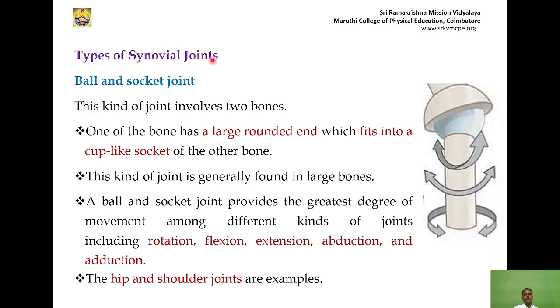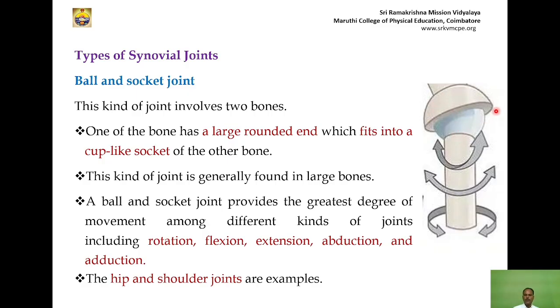The types of synovial joints. The first one is the ball and socket joint. Here 2 bones are involved. One of the bones has a larger rounded end which fits into a cup-like socket of the other bone. This is the large rounded end, it fits into a cup-like socket, and this is the other bone. So these bones are joined together.